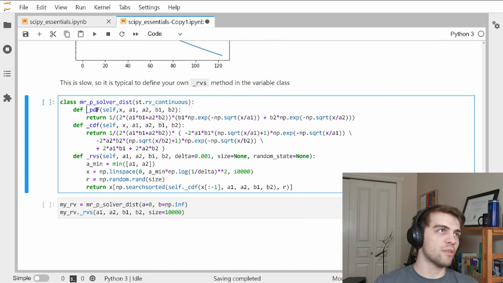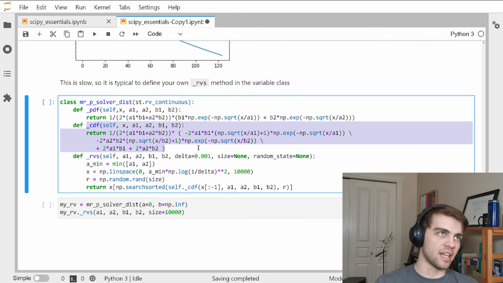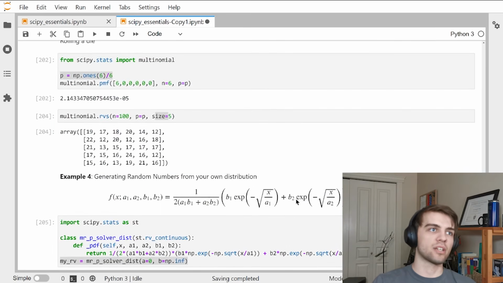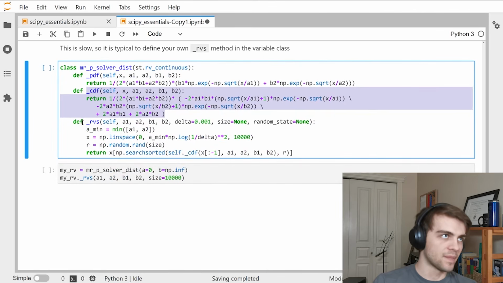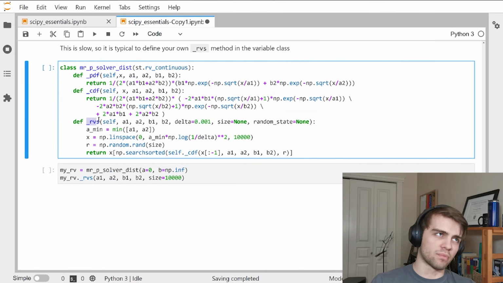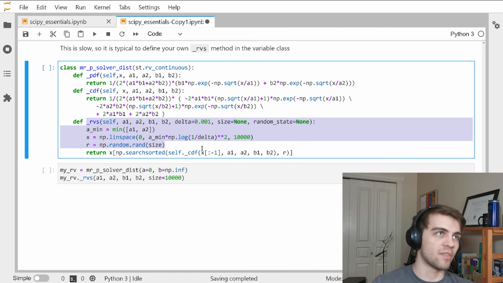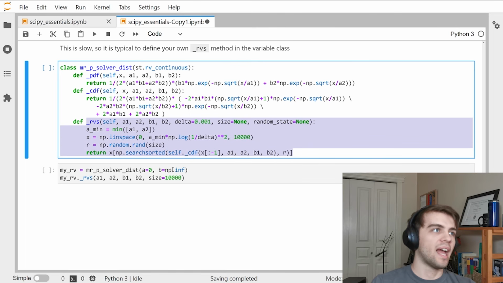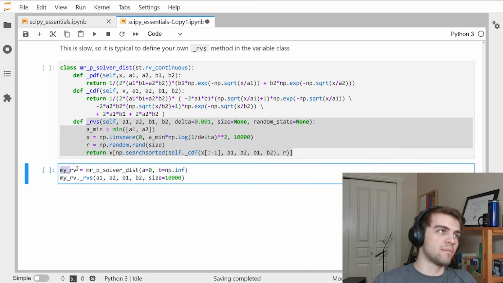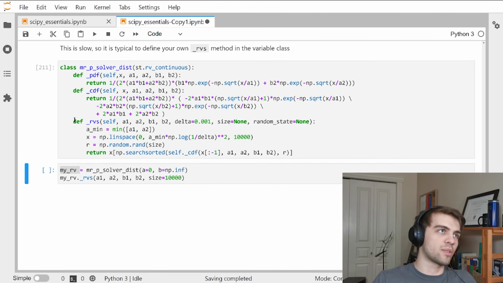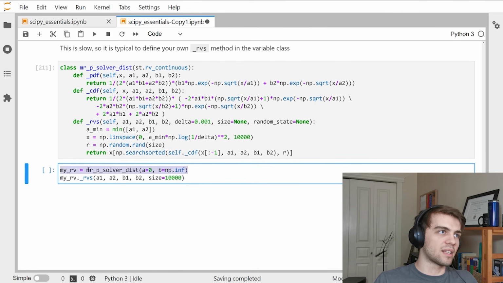So here I define the PDF of my distribution. I also define the CDF, which is just the integral of the PDF. There's a closed form solution. You can integrate this function. And here I don't want to talk about exactly what I'm doing because it's statistical in nature. But here I define my own method, _rvs, for generating random variables. And then I can make a new instance of my class. So I redefine my class here with a new random variable generator. And I can make a new instance of my class, and then I can generate, say, 10,000 random variables.